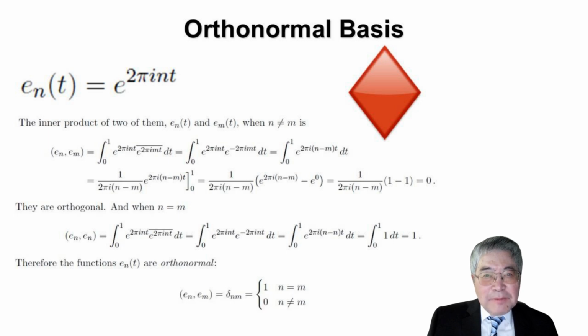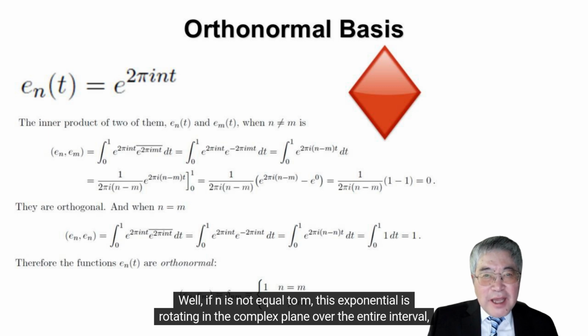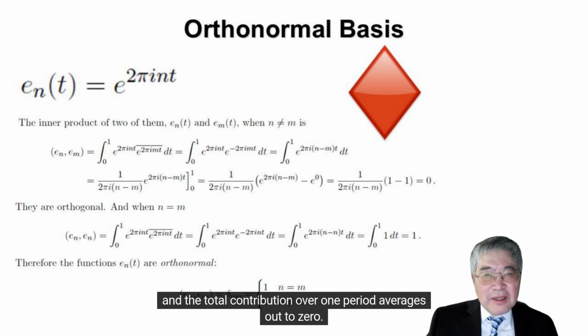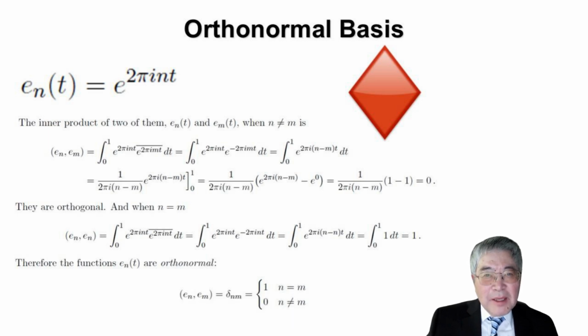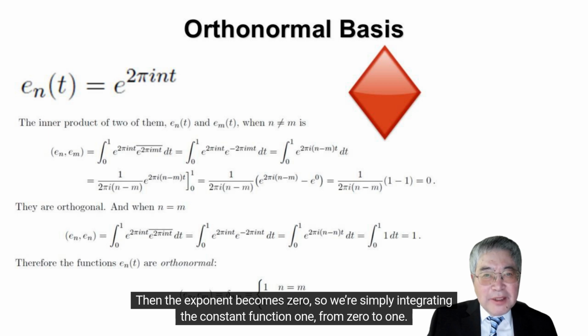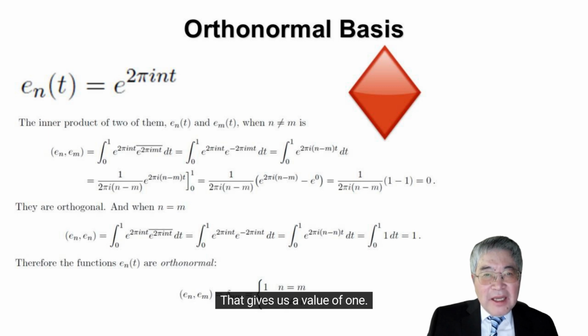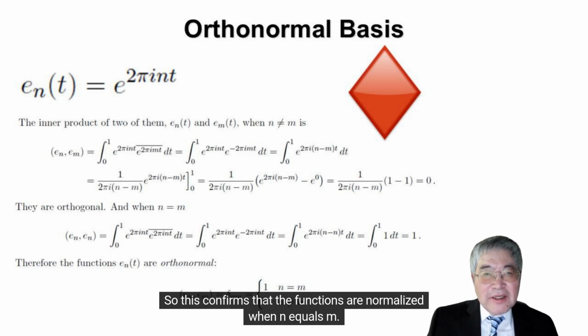What happens? Well, if n is not equal to m, this exponential is rotating in the complex plane over the entire interval, and the total contribution over one period averages out to 0. So in that case, the inner product is 0. This confirms that the functions are orthogonal when n and m are different. Now, what if n equals m? Then the exponent becomes 0, so we're simply integrating the constant function 1 from 0 to 1. That gives us a value of 1. So this confirms that the functions are normalized when n equals m.